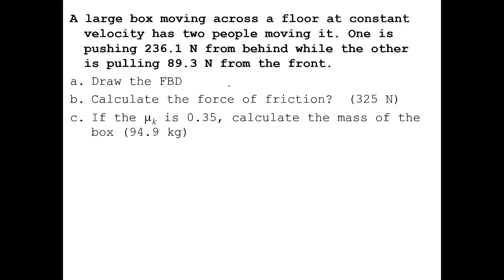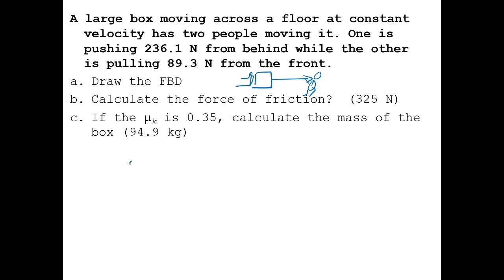So what we've got here is a large box on the floor. And it has two people moving it. One is going to be pushing the box. That's a pretty rough hand. And the other person is going to be pulling the box. They have a rope on it. So there's two forces on the box. Uh-oh, and it looks like there's some friction.